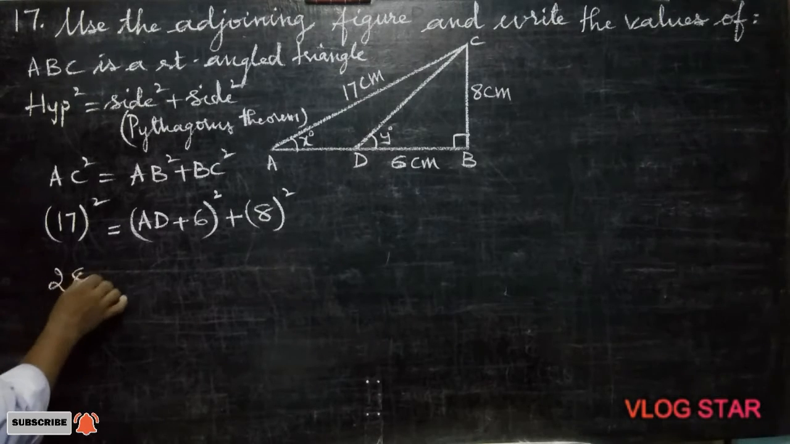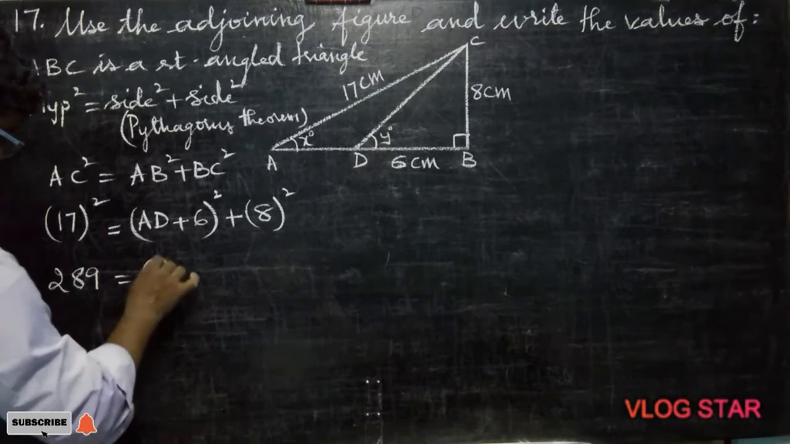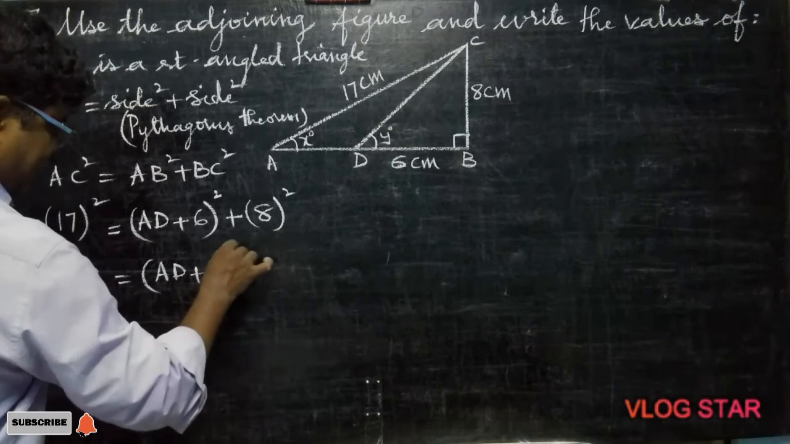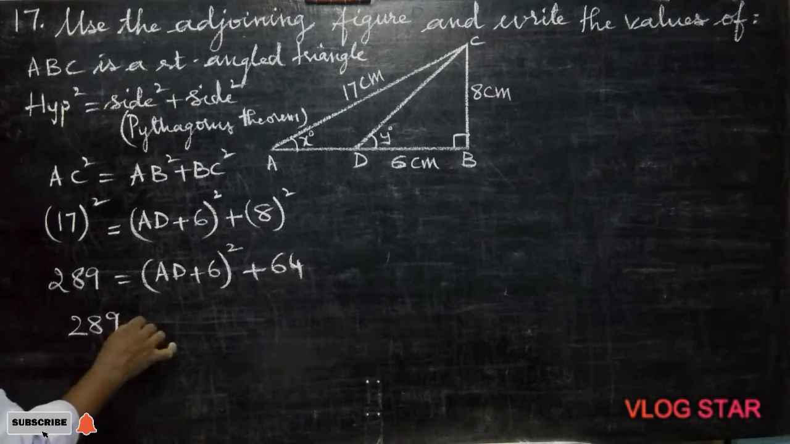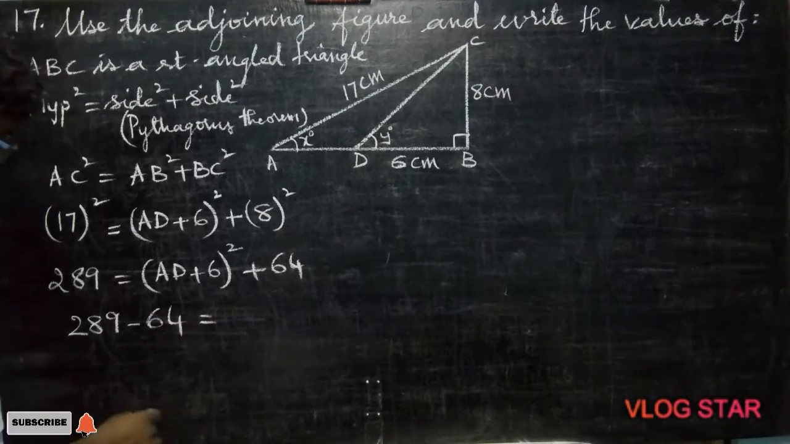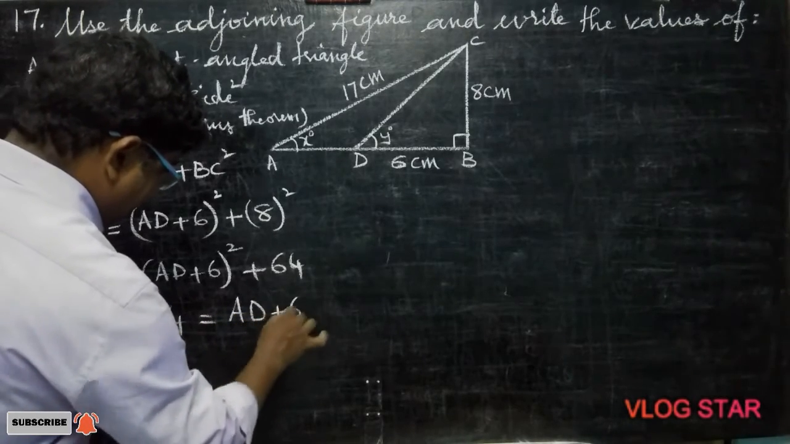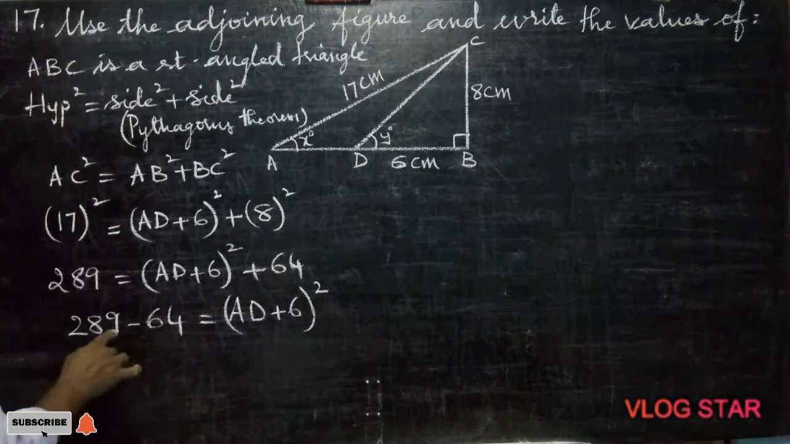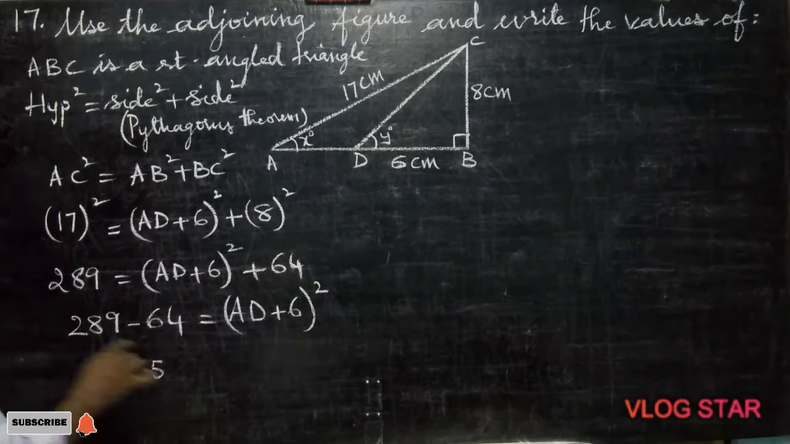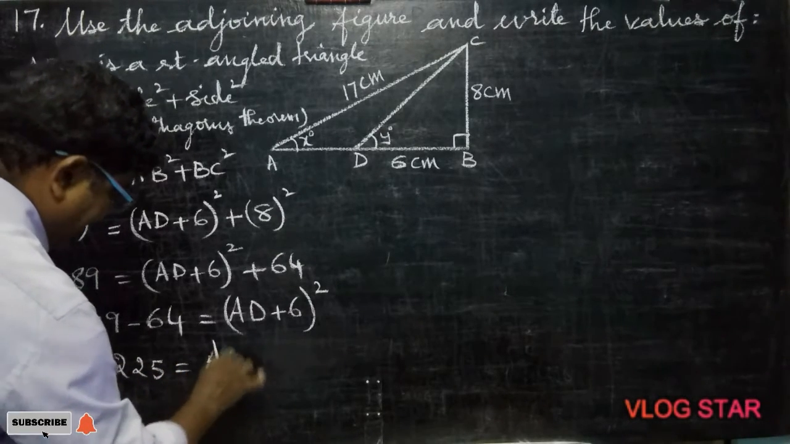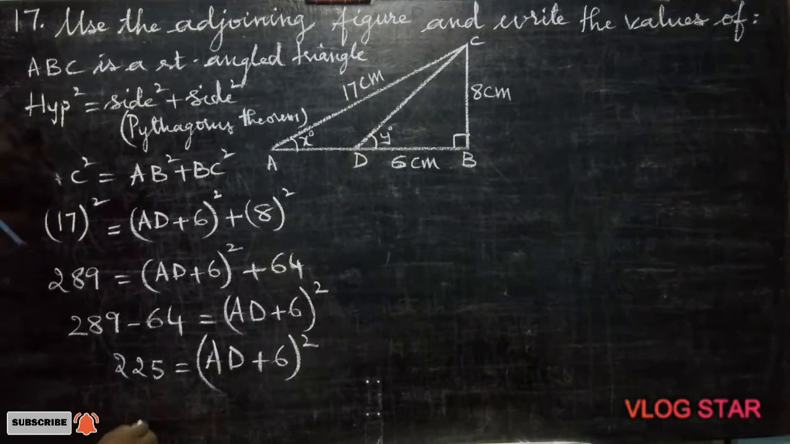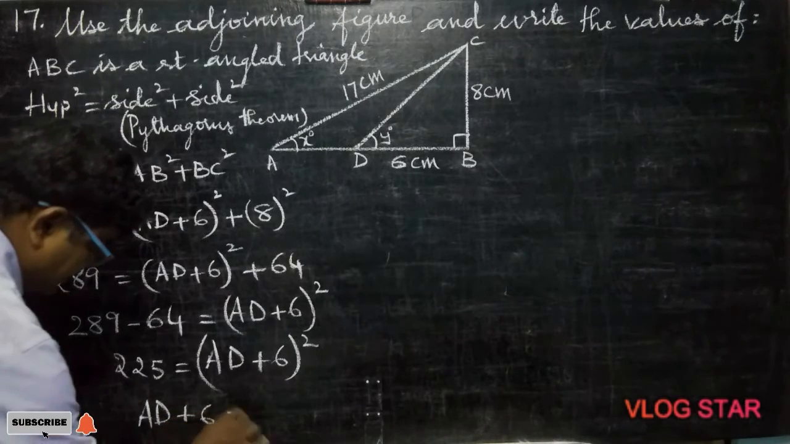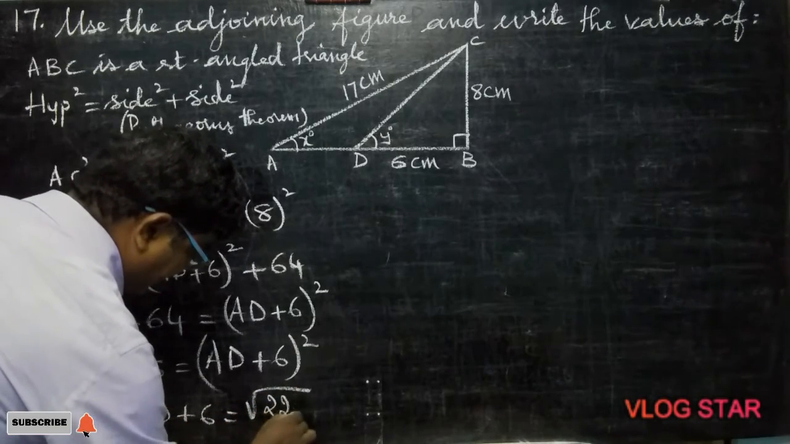17 squared is 289, equal to AD plus 6 whole square. You keep it like this only. 8 8s are 64. Now 289 minus 64 is equal to AD plus 6 whole square. Now 9 minus 4 is 5, 8 minus 6 is 2, again 2 is there, one more 2. So 225 is equal to AD plus 6 whole square. Now the square comes from left to right, so AD plus 6 is equal to square root of 225.